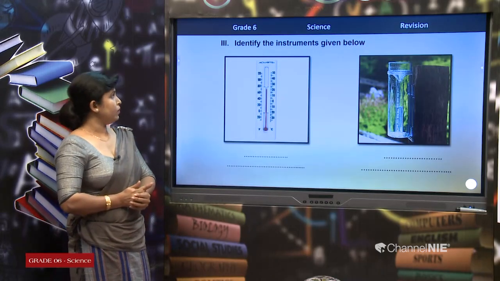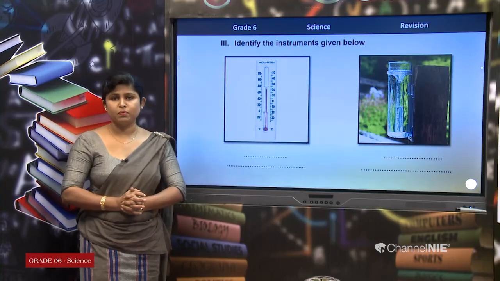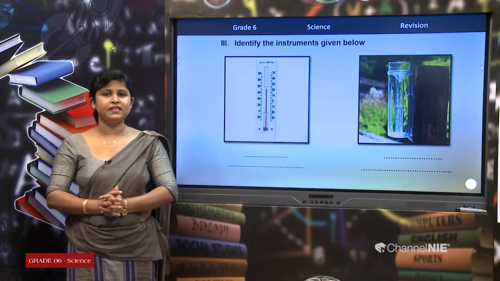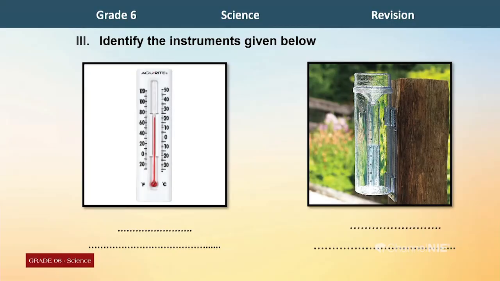Right, I have given you here some instruments. These instruments are used to measure the factors that we discussed in the earlier slide. Look at the first one. Can you identify the picture? Yes, it is a thermometer. You know the thermometers are used to measure the temperature. There are different types of thermometers. They can be used to measure the temperature.